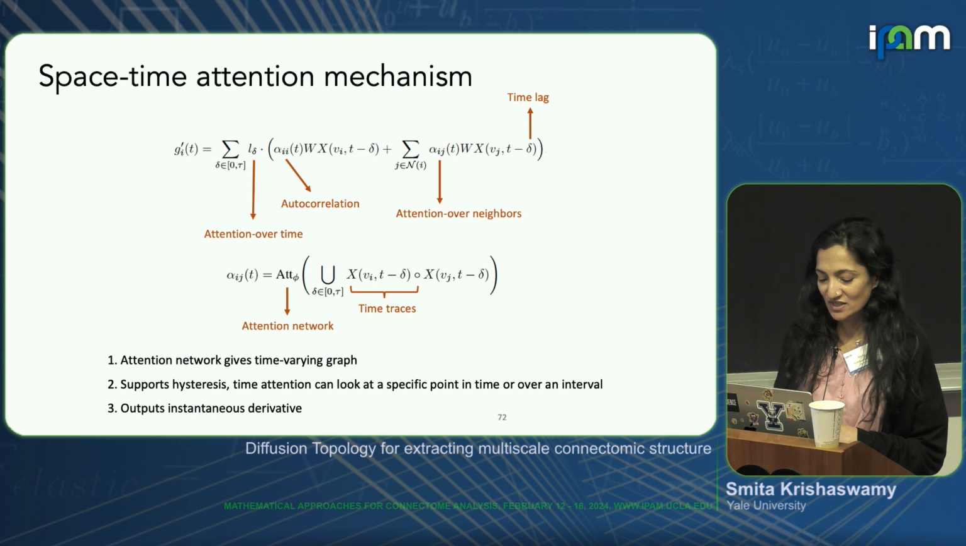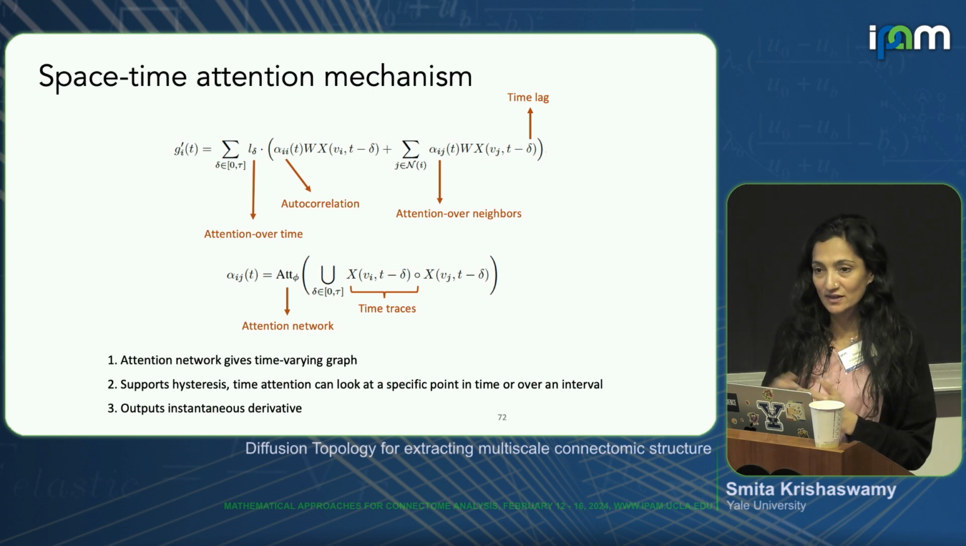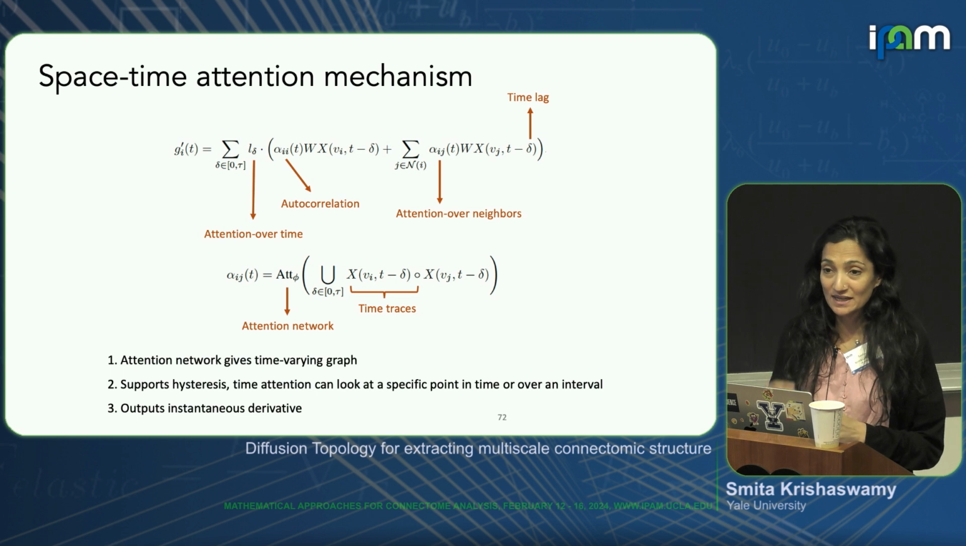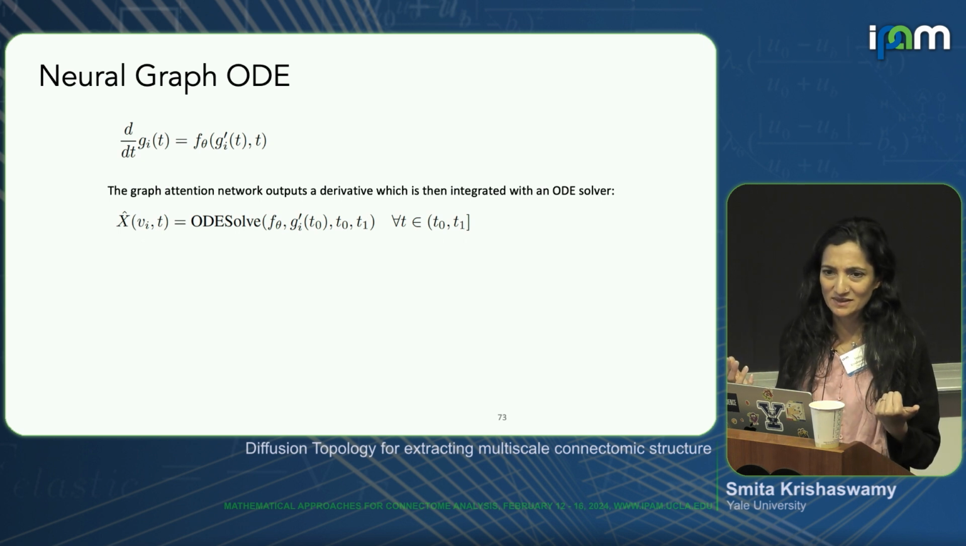So this kind of attention gives the time-varying graph, these attention reads. It supports hysteresis or integrate-and-fire type things because you can accumulate signal, and it does output an instantaneous derivative. So the actual ODE looks like this. It's a function on top of this derivative network, and it's the actual function, if you want it, that is put into the ODE solver. I hope that answered your question about what the dynamic is.